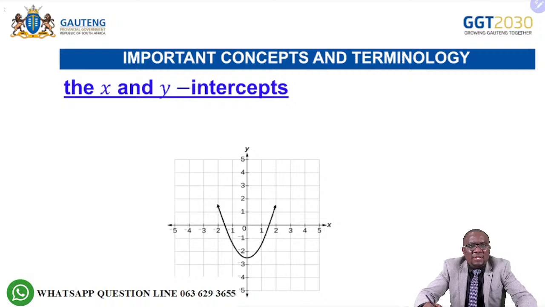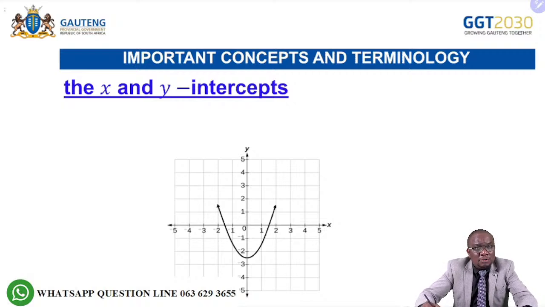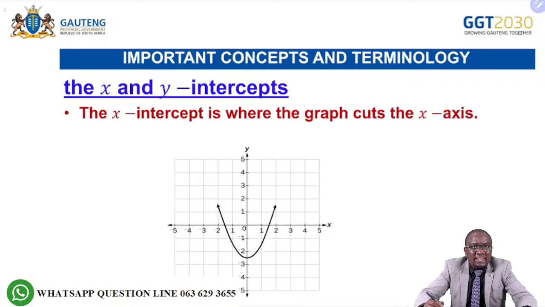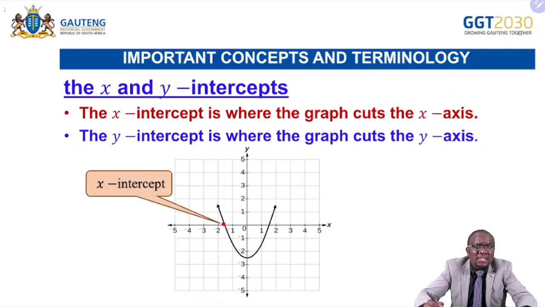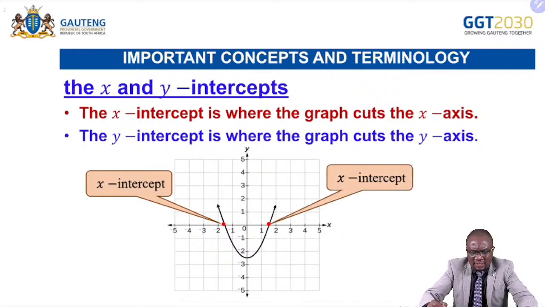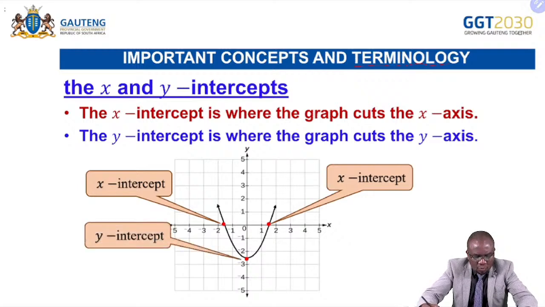Right, and then we have what we call the x-intercept. We're going to be talking about these things later. The x-intercept is where the graph cuts the x-axis. Let me show you. This is the x-intercept. Even here, this is where the graph cuts the x-axis. These are the key concepts, or terminology, that you have to know. And then we have the y-intercept there. Okay, right. So we've learned about these things, grade 10s.